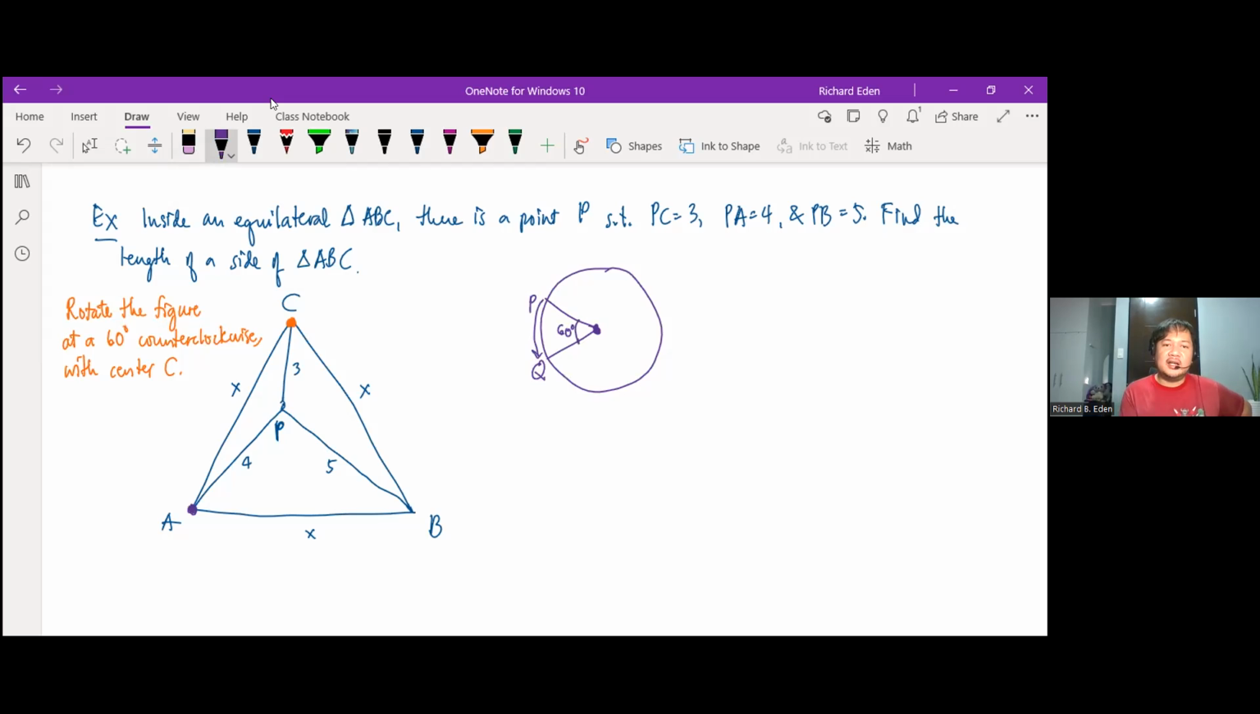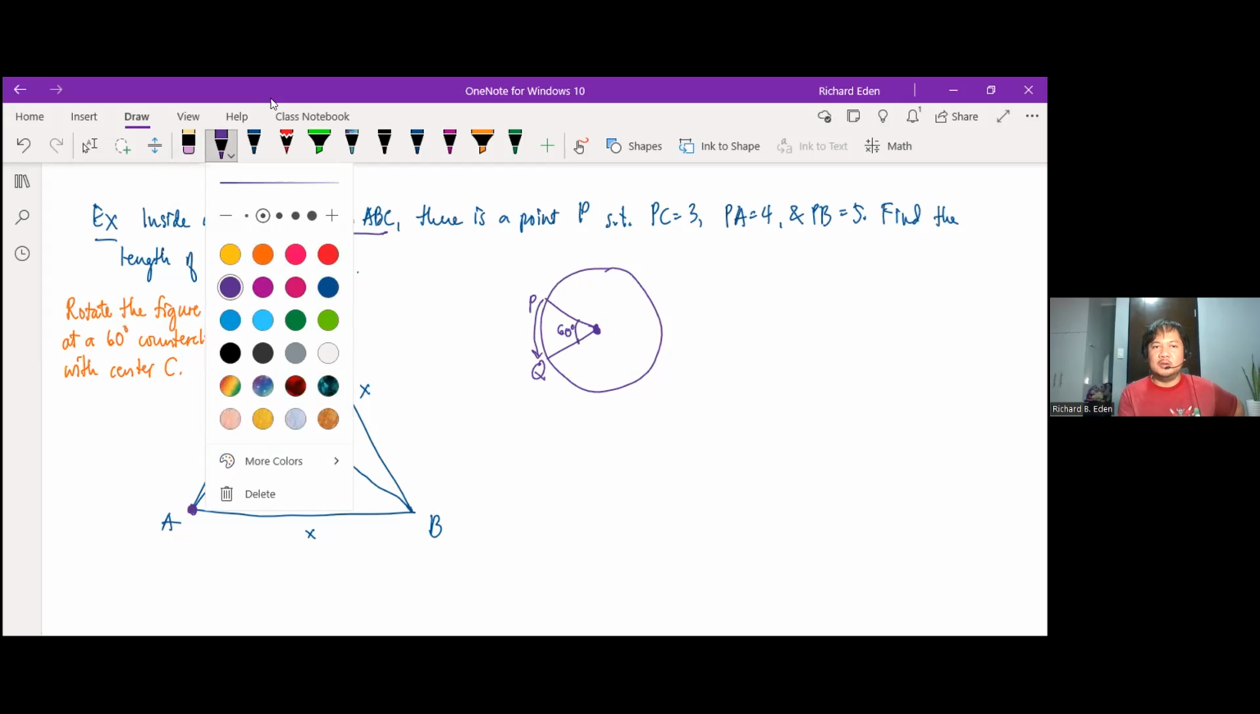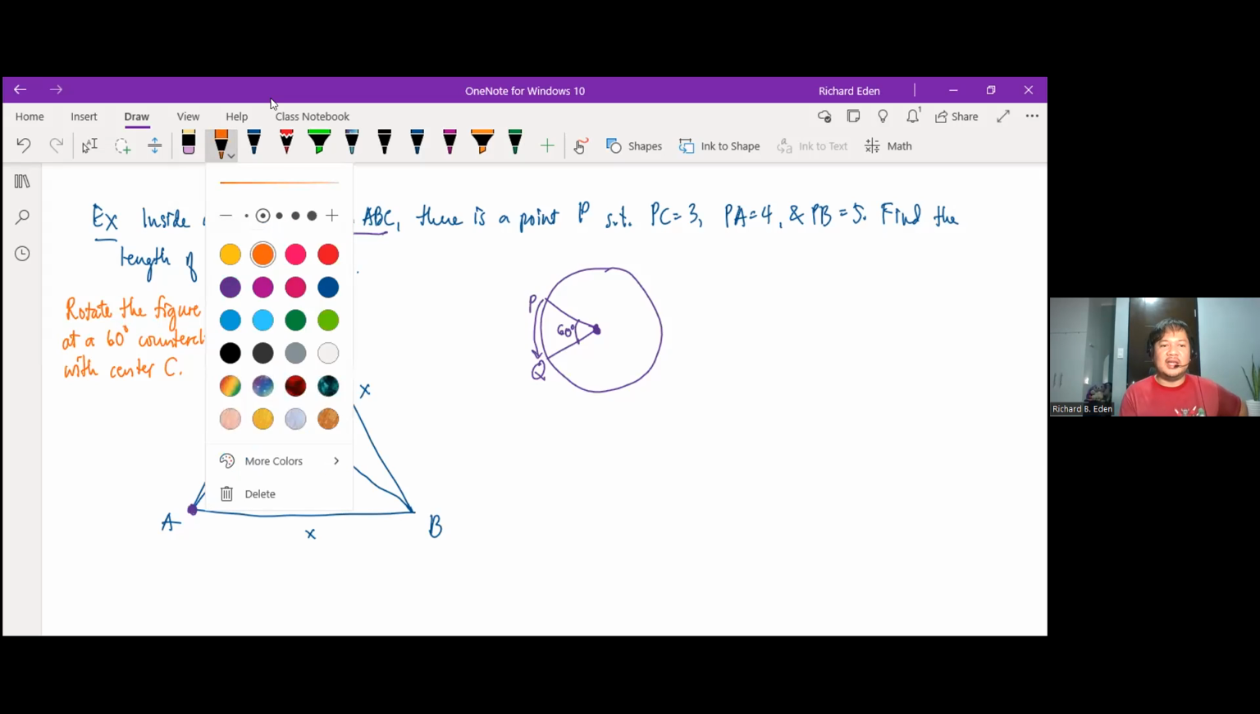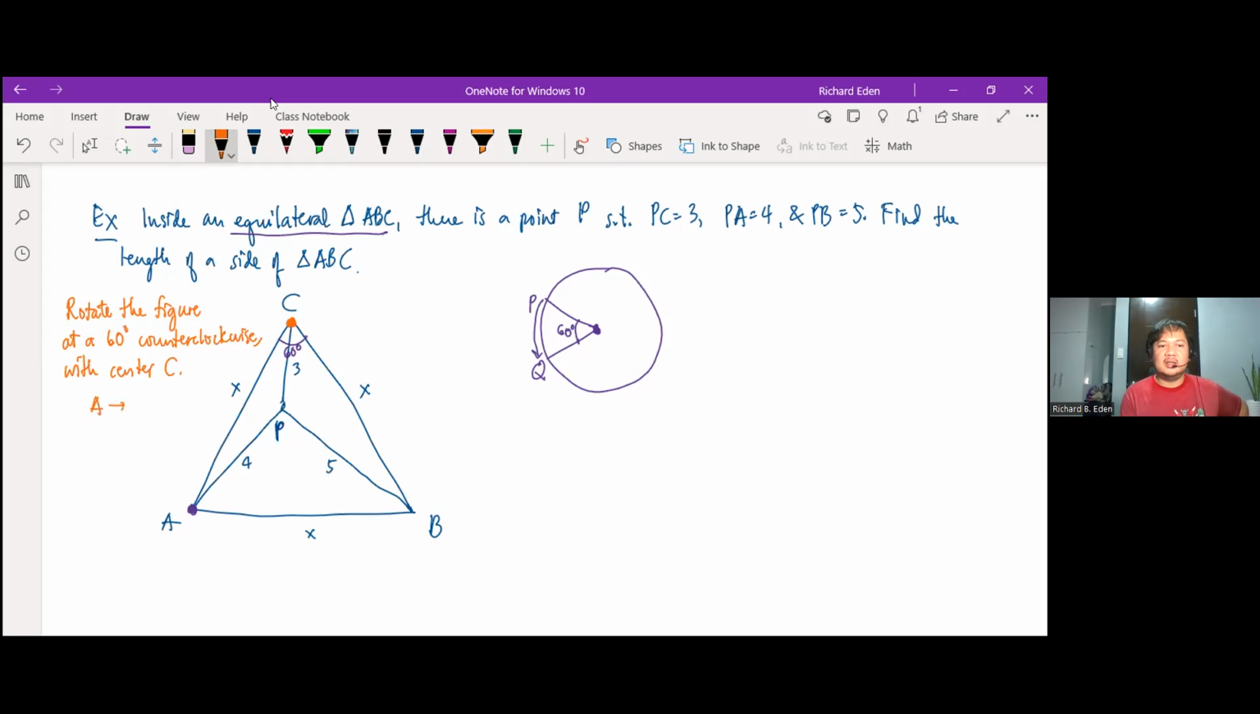Now, because we're forgetting something, ABC is equilateral. So that means A will coincide with B, and that angle is 60 degrees. So when we do the rotation, because of the fact that CA is equal to CB, and that angle ACB is 60 degrees, then that means the image of A is going to be B. All right, so that is going to be something significant. So nung A, mapupunta sa B.